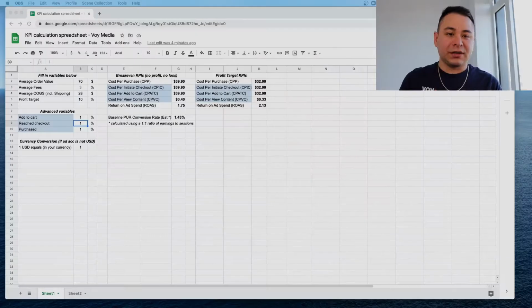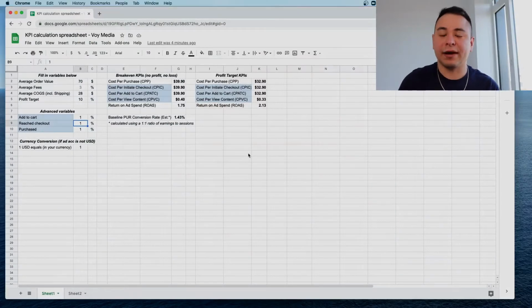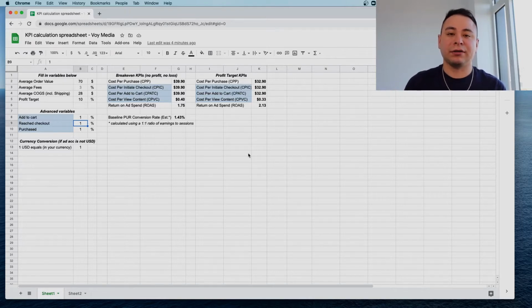But let's go in. So here we have the KPI calculation spreadsheet. In this spreadsheet, we will want to show you guys how to be thinking about your ROAS and how to be thinking about how to scale up ads or also scale down ads. I'll show you guys what the sheet looks like, and you guys can either request it from us or you can make this yourself. Pretty simple.